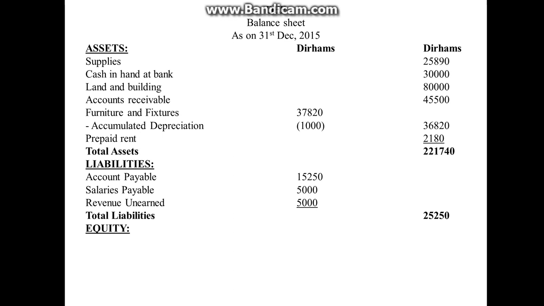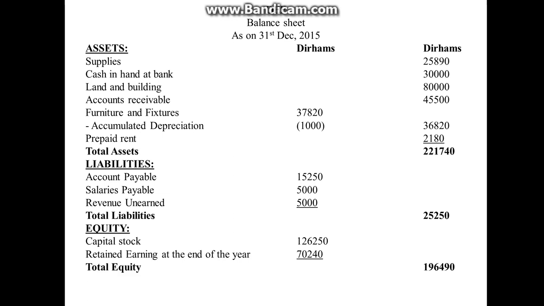Then the equity. I told you in equity there are two things: capital stock, which is given on the top, 126,250 in the question. Then retained earning at the end of the year. This retained earning at the end of the year I will get from the previous part. If you remember, in the previous part I got retained earning at the end of the year 70,240. If you add them together, it will become 196,490.